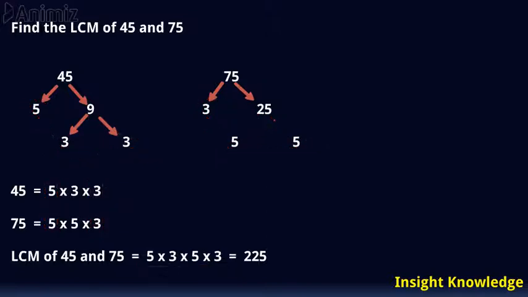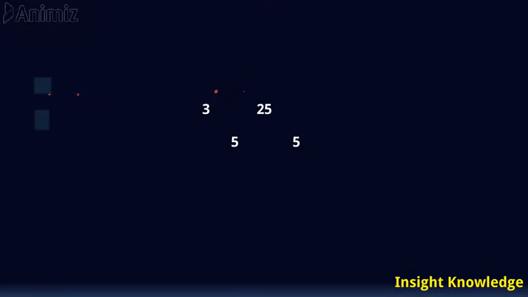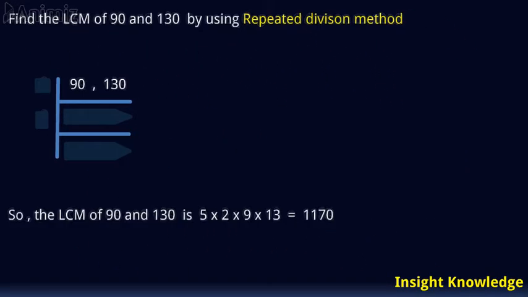Isn't it easy, students? See here, find the LCM of 90 and 130 by using the repeated division method. What is the repeated division method? You have to divide the given numbers, that is 90 and 130, by a prime number. Right, students? Okay, that prime number should divide both the given numbers, that is 90 and 130, with 0 remainder. Got it? Okay, let's see with an example.